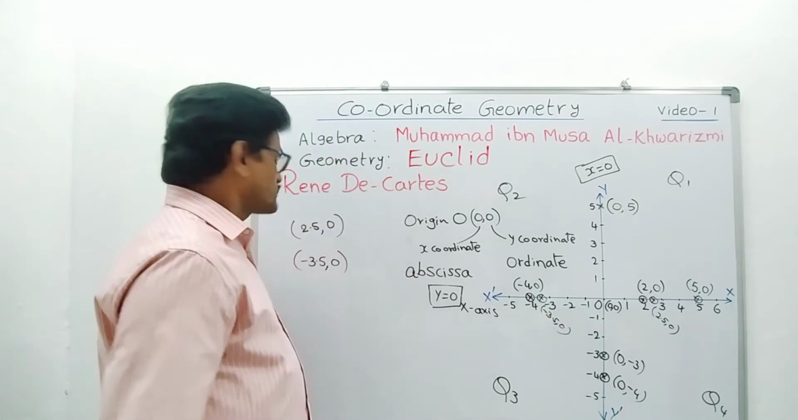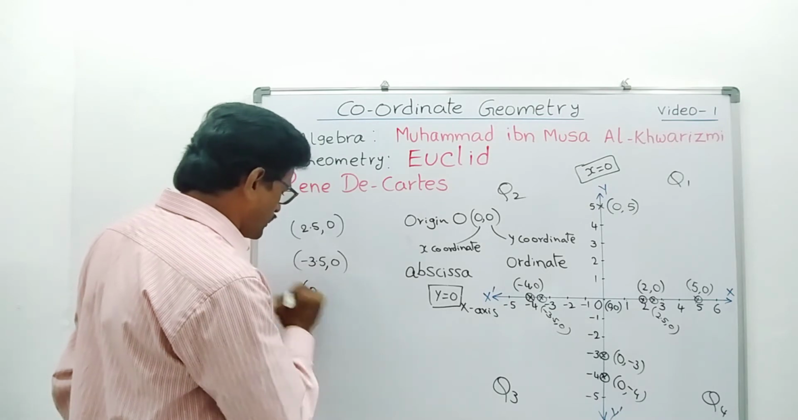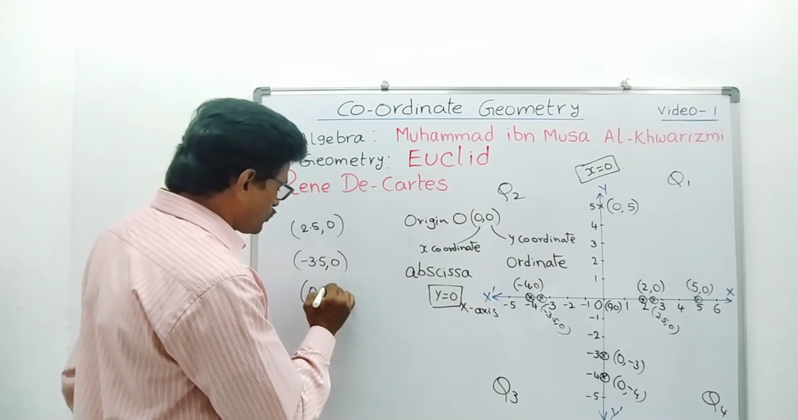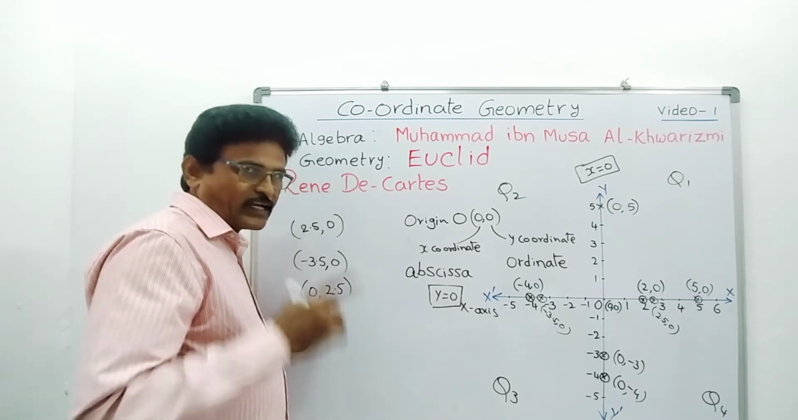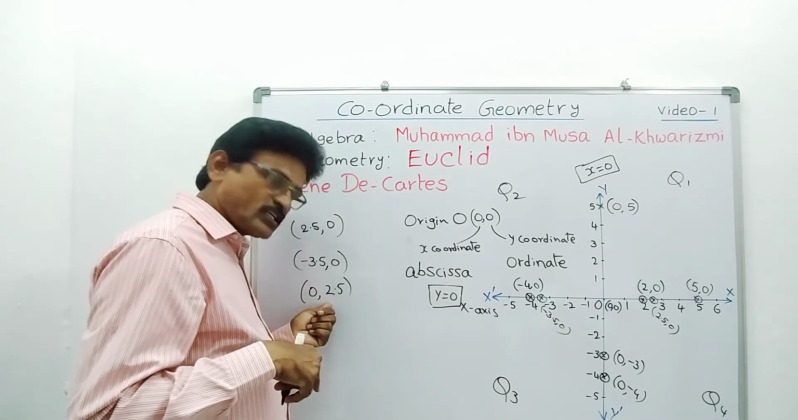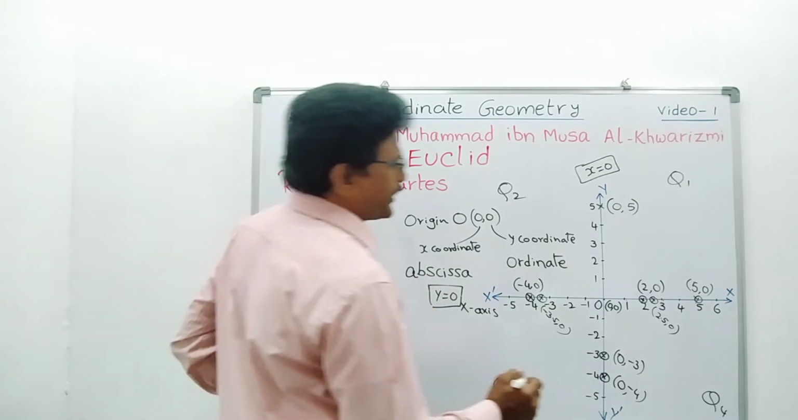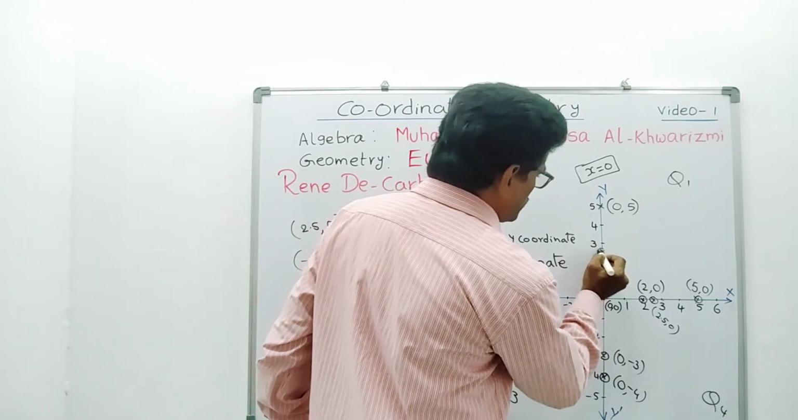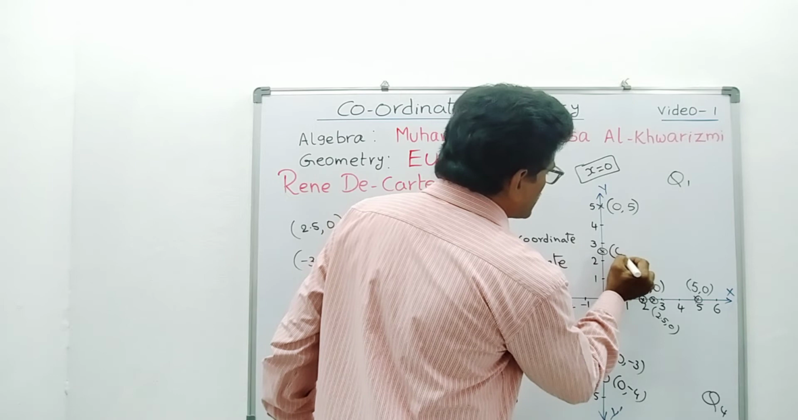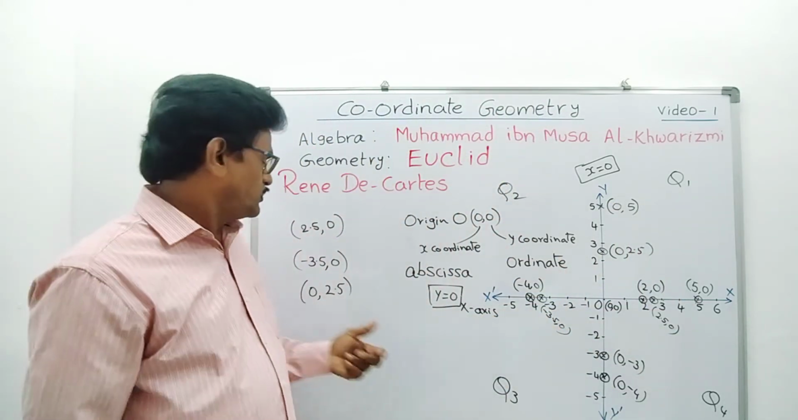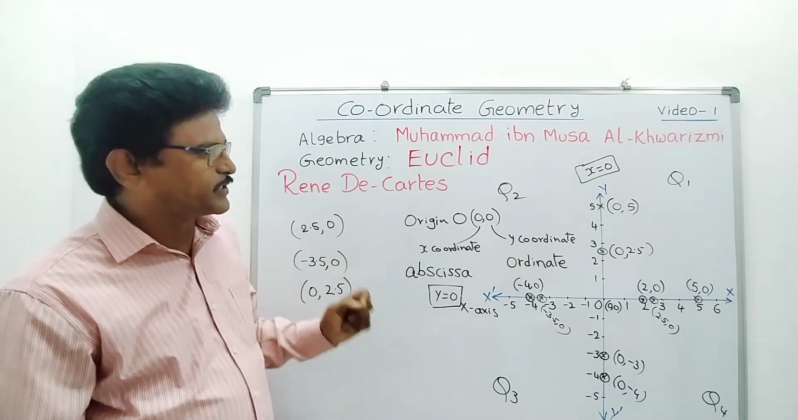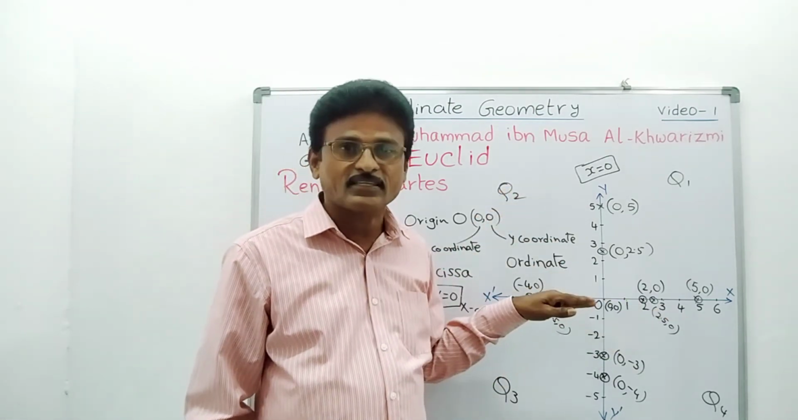Right? Similarly, suppose 0, 2.5. Where does it come? X value 0, that is the y axis. So y is the only value. Y is 2.5, between 2 and 3. Right? This is x 0, y 2.5. Like that, if they give the points, we can represent them easily on the x axis and y axis.